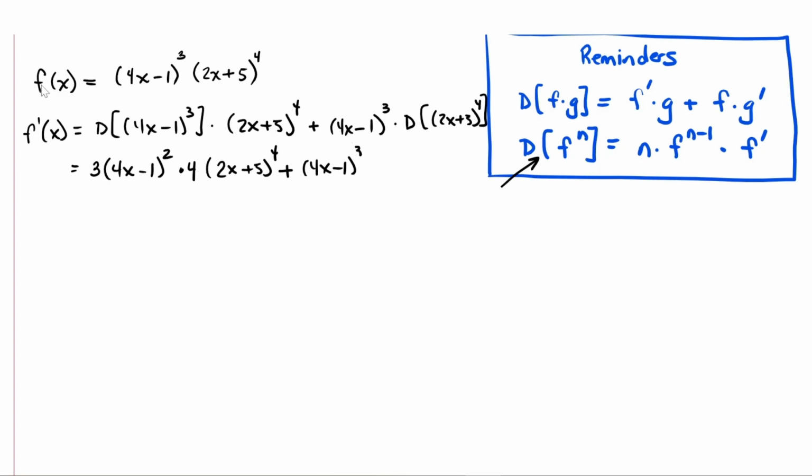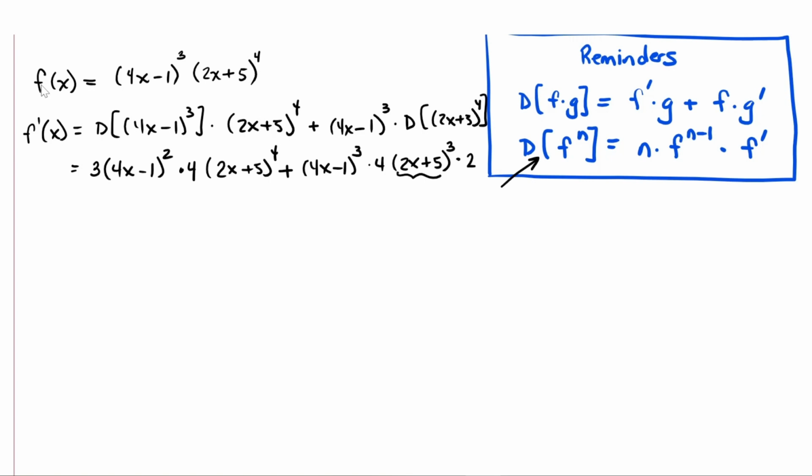And the derivative of something to the fourth is 4 times something to the third times the derivative of the inner something, which is 2. Okay, so that's our product rule as well as our power rule.